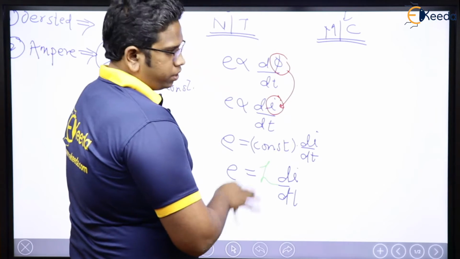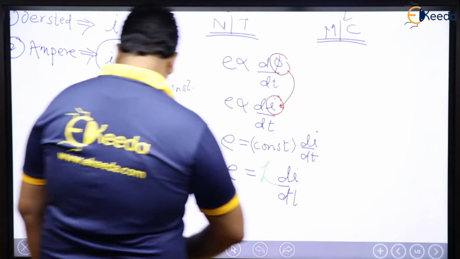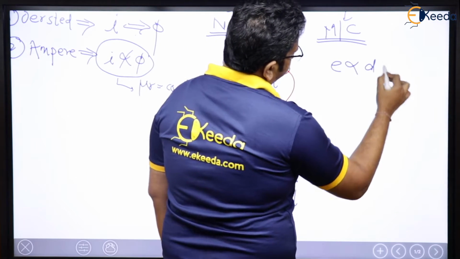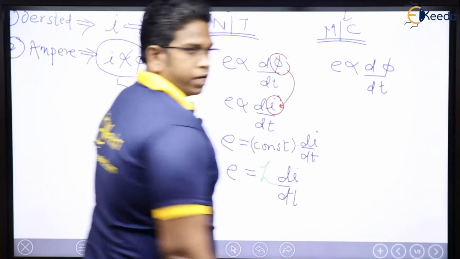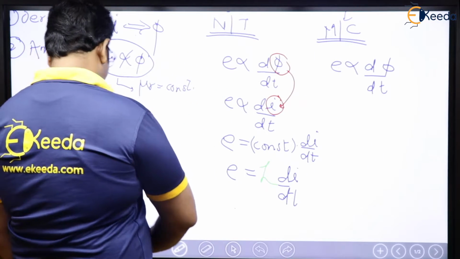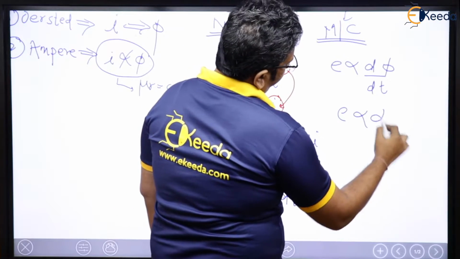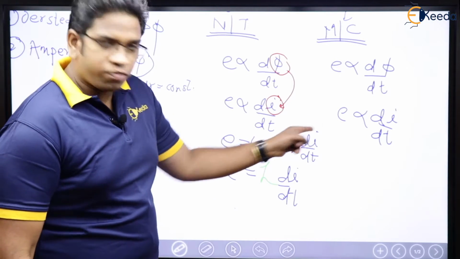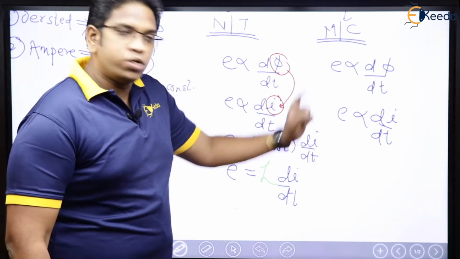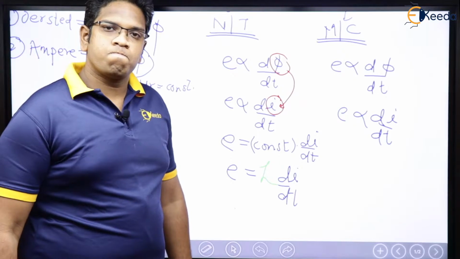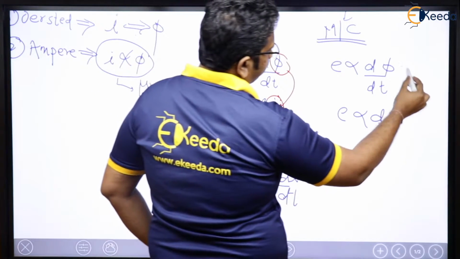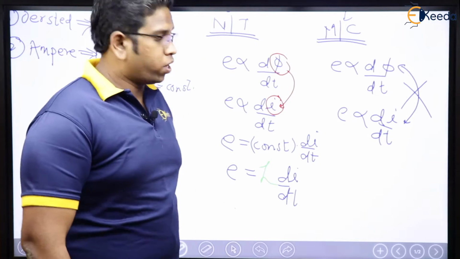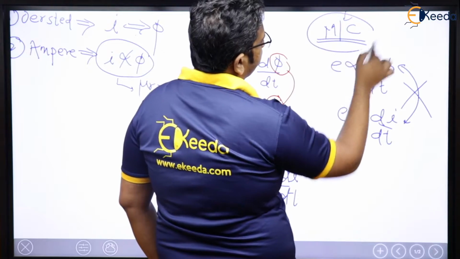Let us try to do the same thing for machines. Sir, we know that E is proportional to d phi by dt. Agreed, sir. Now, can I write E is proportional to di by dt? This is the question. Can I write E proportional to di by dt? The answer is no. Why? Because machines are non-linear.